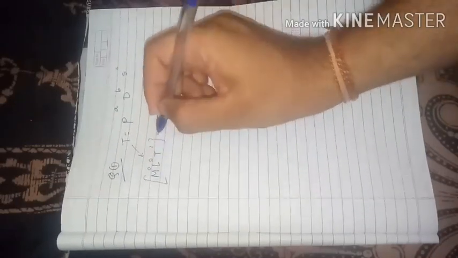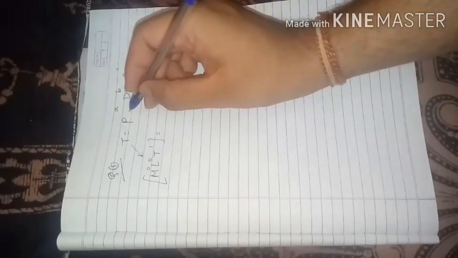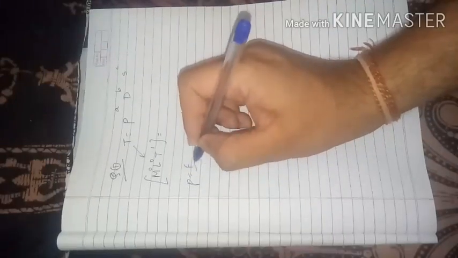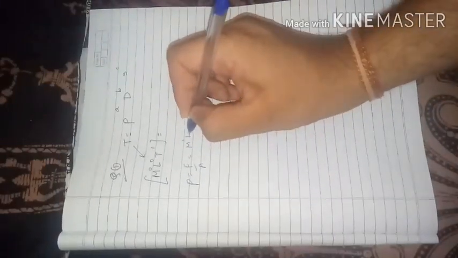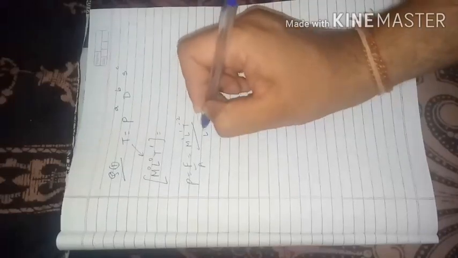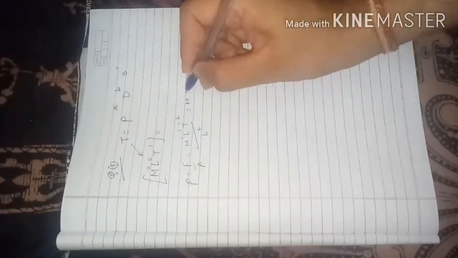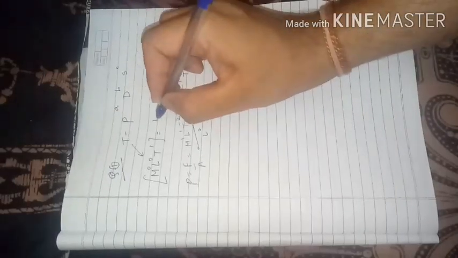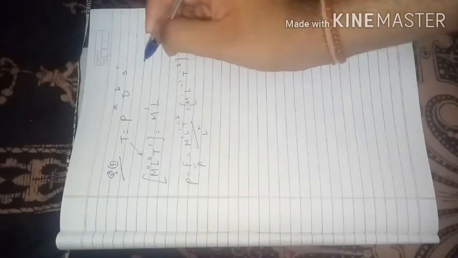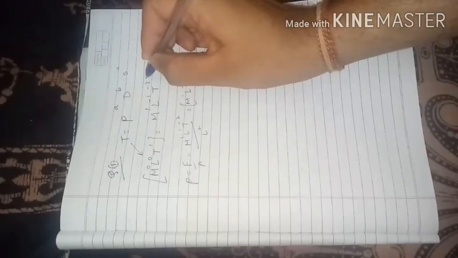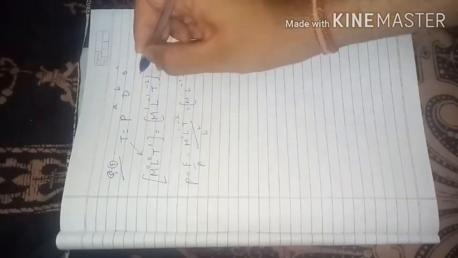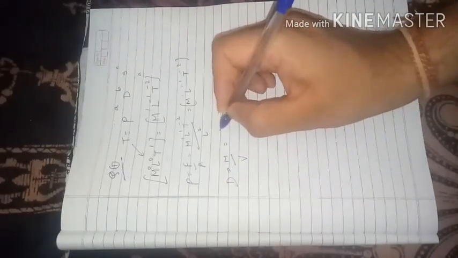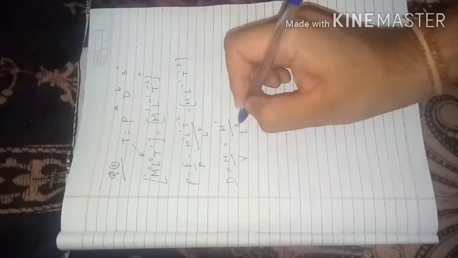Okay, is equal to, P is pressure, which is force upon area, right? Force is M1 L1 T minus 2 and area is L raised to 2. This will be M1 L minus 1 T minus 2. So this is what we'll substitute here: M1 L minus 1 T minus 2 raised to A. Okay. Density is mass by volume. So it will be M raised to 1 by L raised to 3.